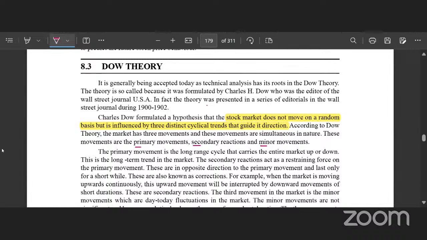The market doesn't move at random. If a market is moving, it's because of three factors: primary, secondary, and tertiary.